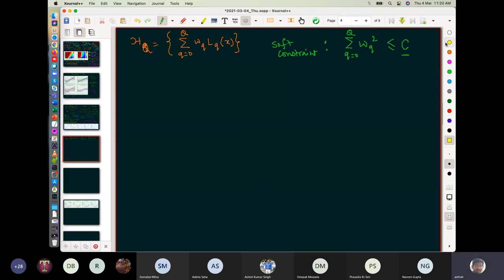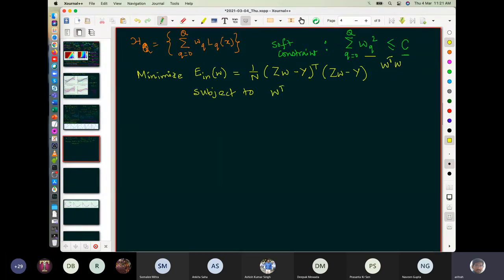So similarly, our problem now will be the same, that we want to minimize E in W, which is basically nothing but 1 by n times (ZW minus Y) transpose into (ZW minus Y), subject to the constraint that this one I can write as W transpose W, because it's nothing but a sum of the squares. So W transpose W less than or equal to C. So this is the problem.